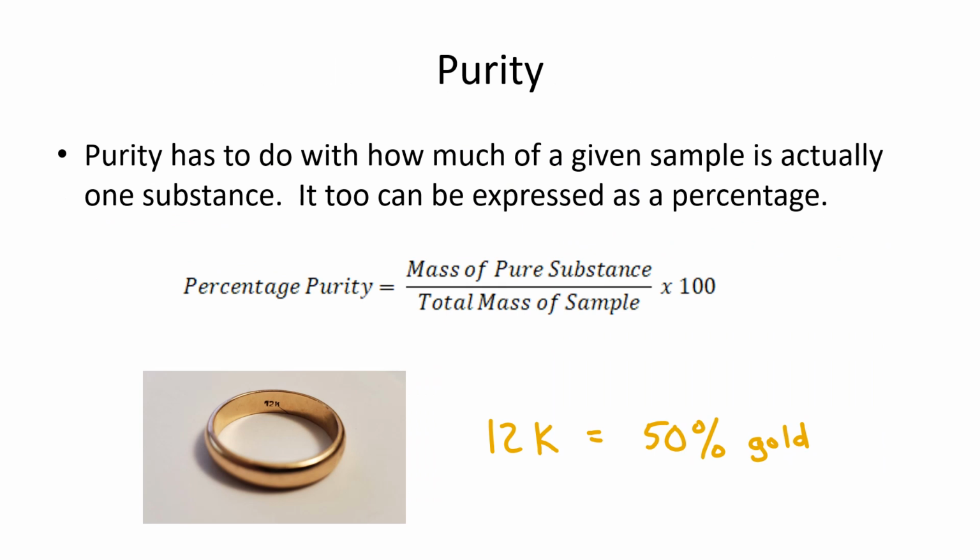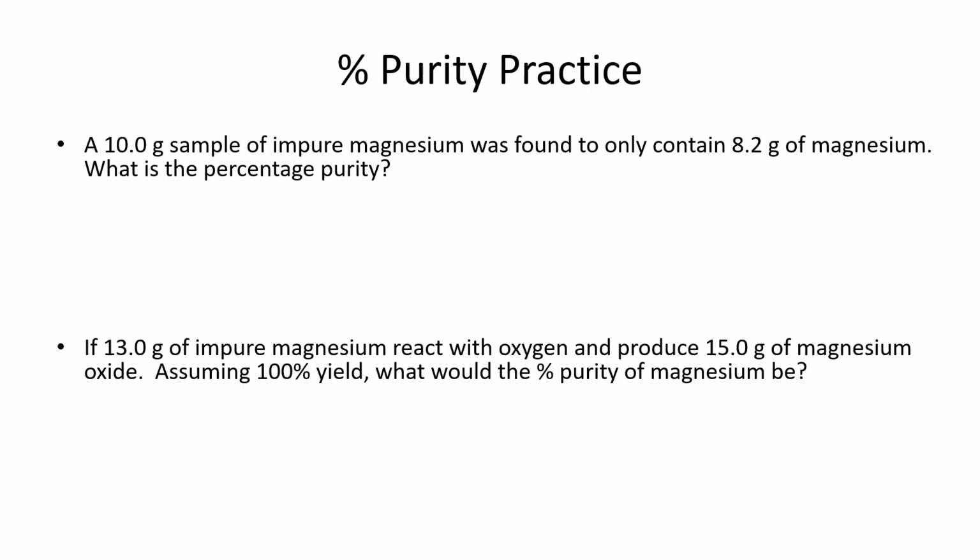Alrighty, purity is another thing that can be expressed as a percentage. Jewelers will use carats to express this, but the carat system is also related to percentages. So the carat system goes from like 0 to 24 for gold anyways, where 24 karat gold is 100% gold, and 12 karat, like this ring here, is only about 50% gold, and down from there, right? So you can do that just like any other percentage.